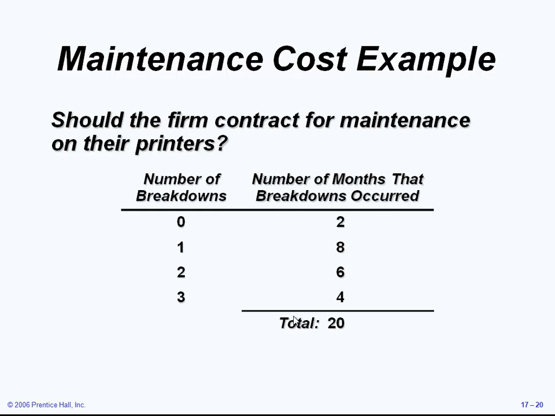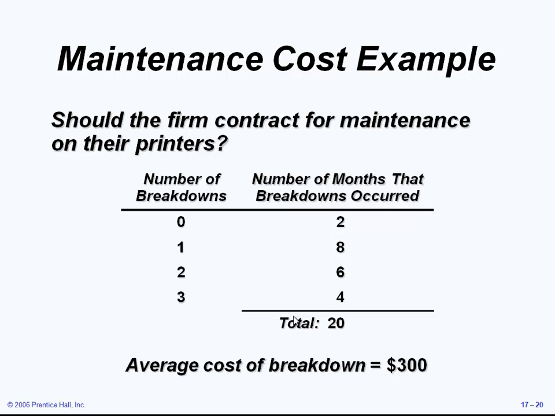Let's look at an example. A company would like to have printing capabilities, but they don't know if they need to contract someone for maintenance on their printers. Should they? They looked at the number of breakdowns and the number of months that breakdowns occurred, and they got the table shown in this slide. The average cost of breakdown is $300.